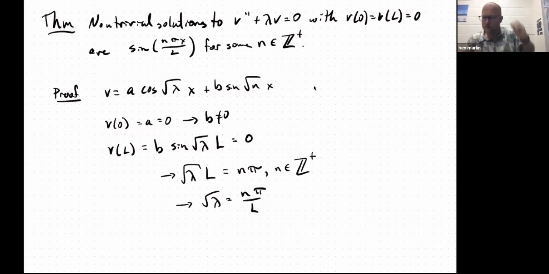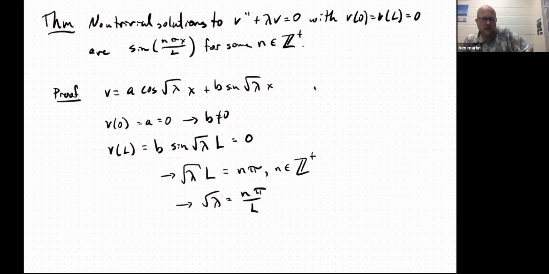I said root n. Man, that is yet another error. I'd like to call them errors in typing, but I wasn't typing. So a little error there. But we've got to have b sine square root lambda times x. Now, if the b is also 0, then our solution is trivial, right? Because if both a and b are 0, then v is 0. The solution isn't what we want.